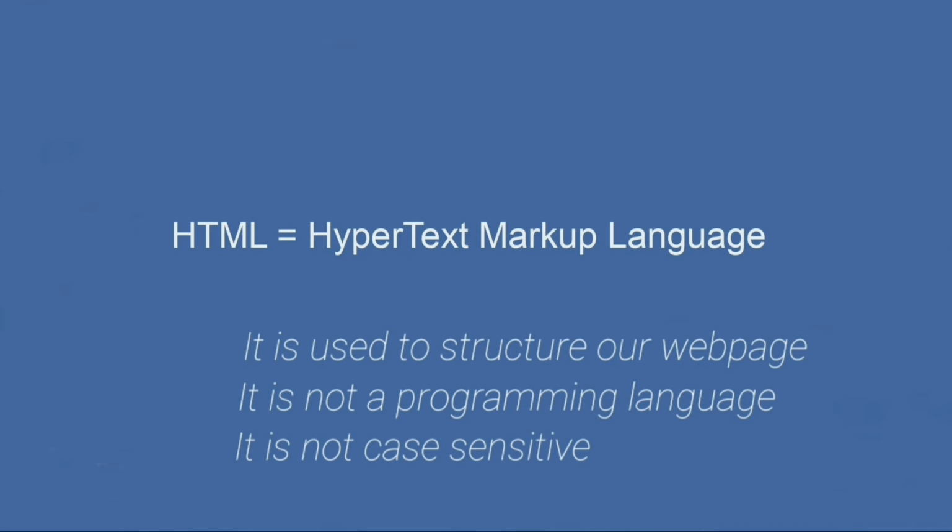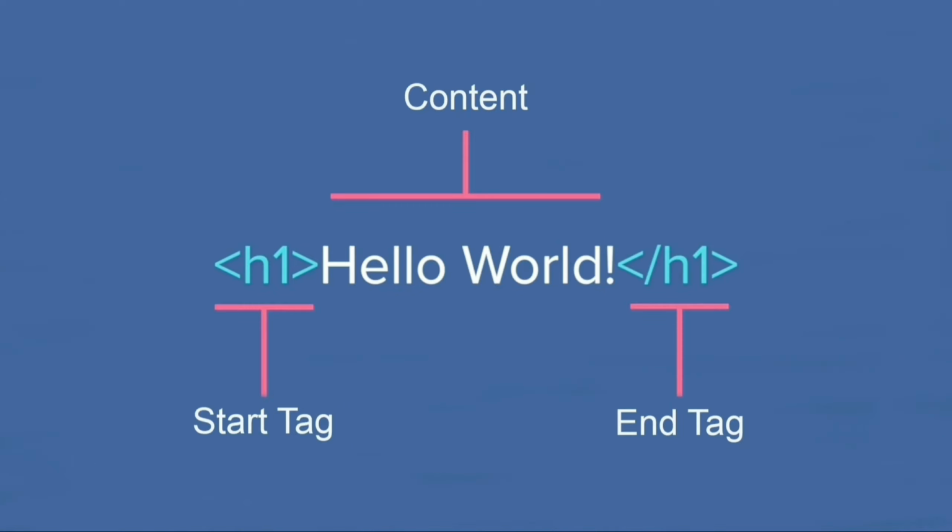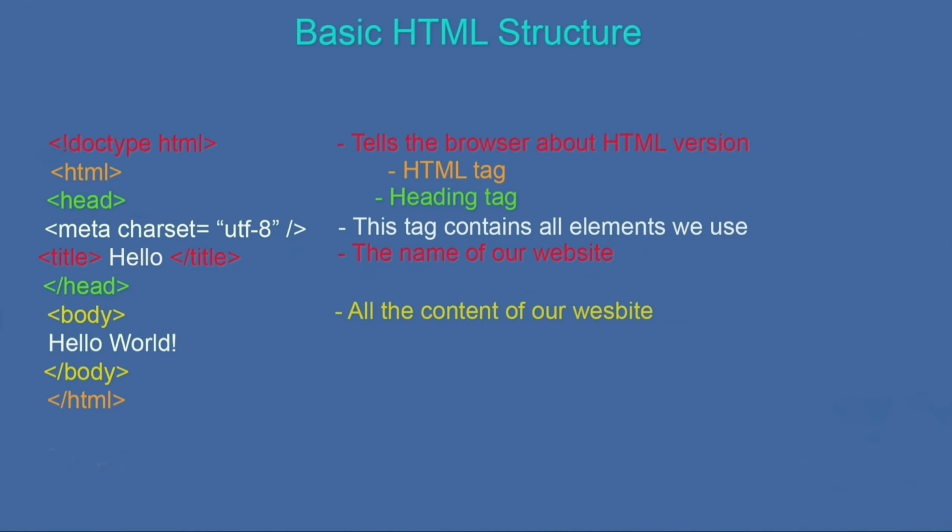HTML is not case sensitive. Unlike other programming languages that use scripts to perform functions, HTML uses tags to identify its content. A tag is a simple instruction that tells the browser what to do. Each tag is located within these brackets, and the first word that we see is the name of the tag. As you can see in this example here, we have a start tag and an end tag and a content inside those tags.